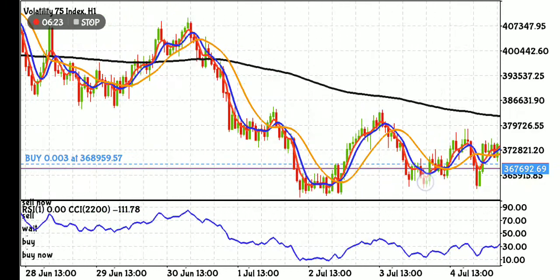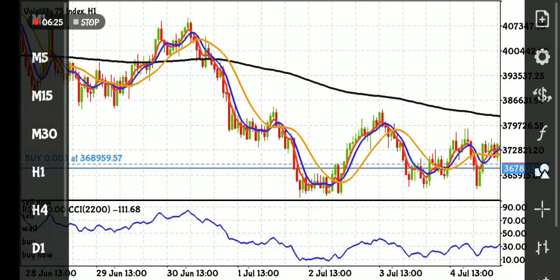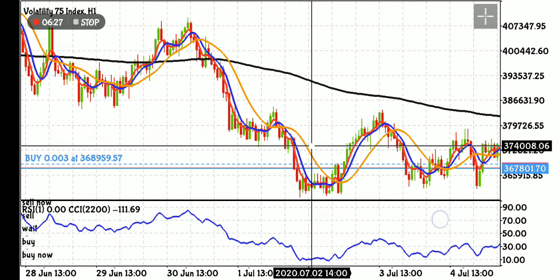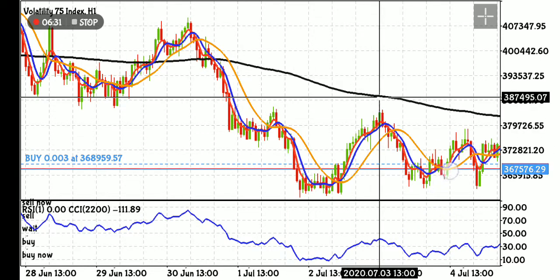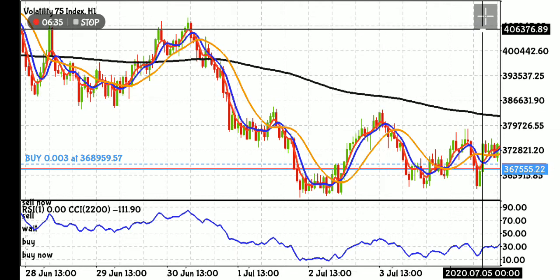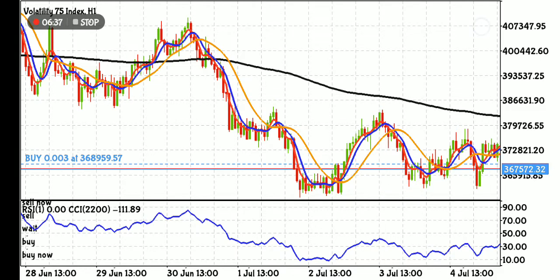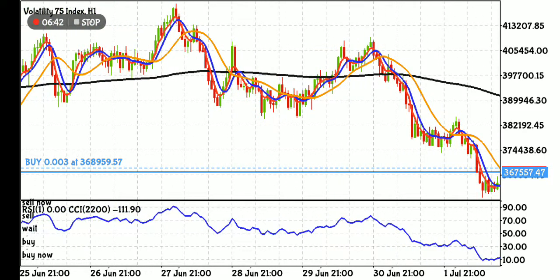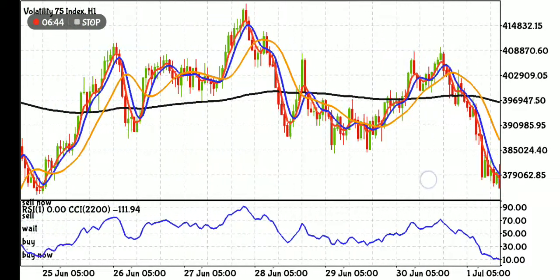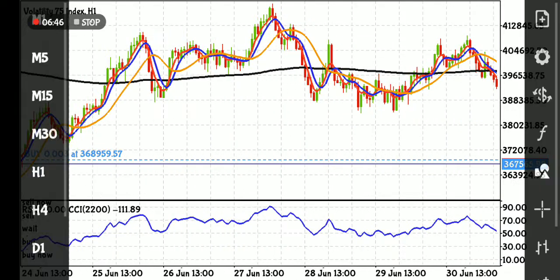You can see we have something similar here. It touched here, but it didn't touch our 200 EMA, but it came close. So that wasn't really an outright loss. You would have made some pips there.